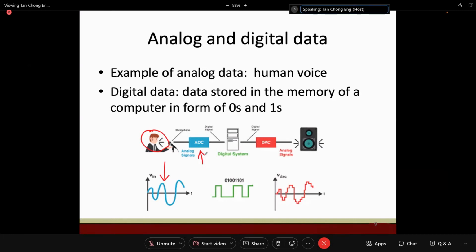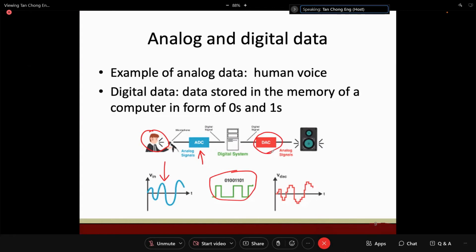So what is the digital format? Digital format is like 1 and 0. This type of format is digital format. How does it happen? Later we will look at it. And then if you want to output to your speaker, another reverse process needs to be carried out, because your computer cannot store anything that is not 1 and 0.